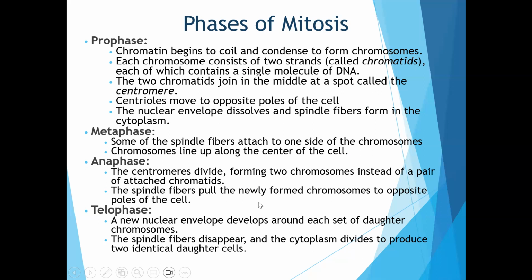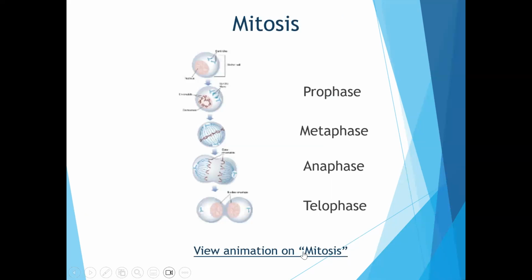The final phase is telophase. You'll see a new nuclear envelope develop around each set of the daughter chromosomes, and then those spindle fibers disappear. So the big thing to remember about telophase is that a new nuclear envelope develops. And so you now have two different cells in a sense. Once the cytoplasm actually divides, then you'll truly have two identical daughter cells. They're the same as each other. This link here will illustrate that, and if you see the pictures, that's a good way to think about it too.